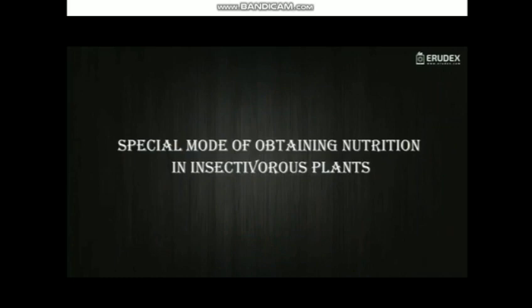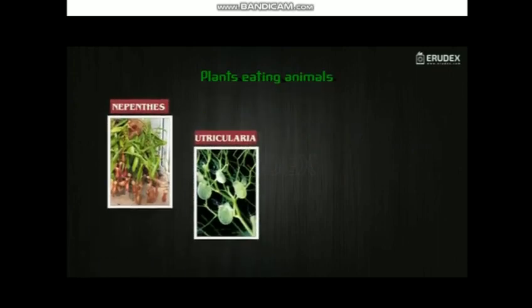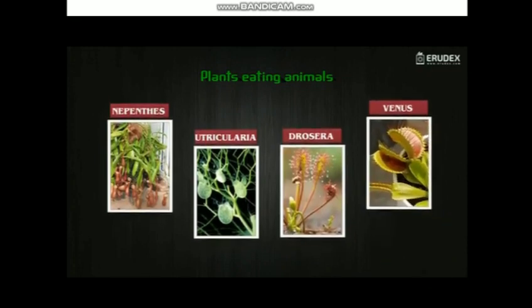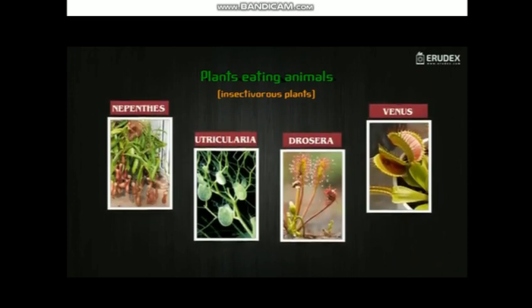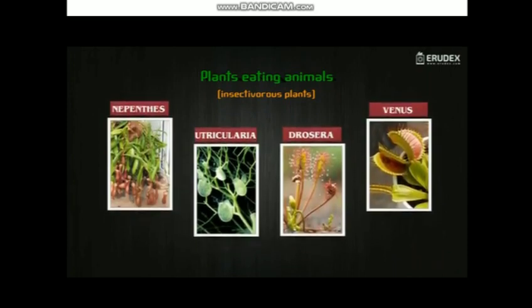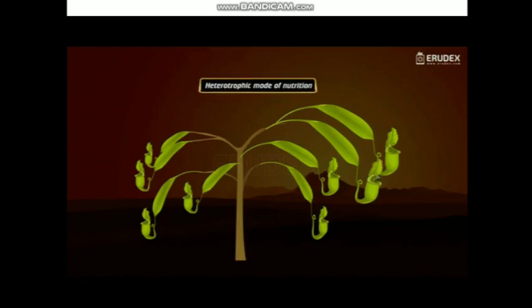Special mode of obtaining nutrition in insectivorous plants. Children, do you know some plants eat animals? Let us see what they are. Some plants like nepenthes, utricularia, drosera, and Venus flytrap are examples of insectivorous plants. These are also called carnivorous plants. They can trap and eat insects completely to obtain their nourishment. An example of heterotrophic mode of nutrition.